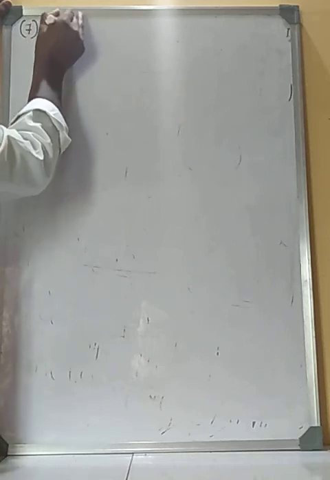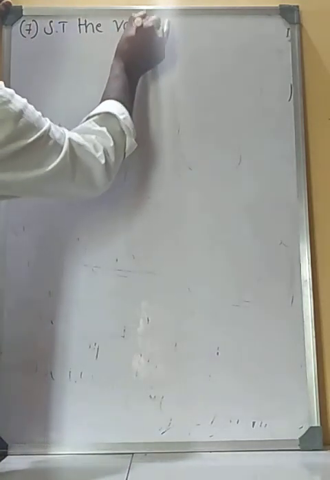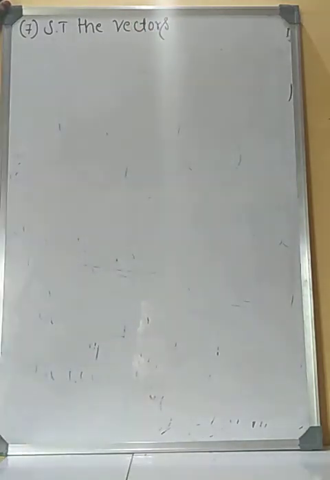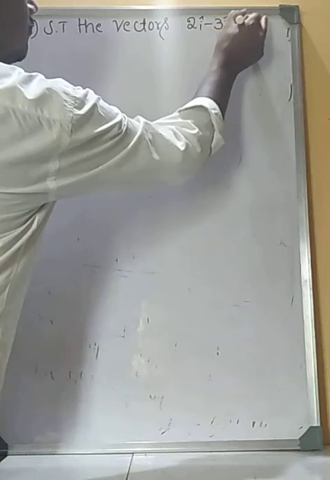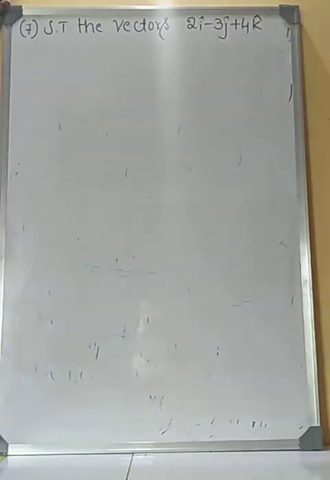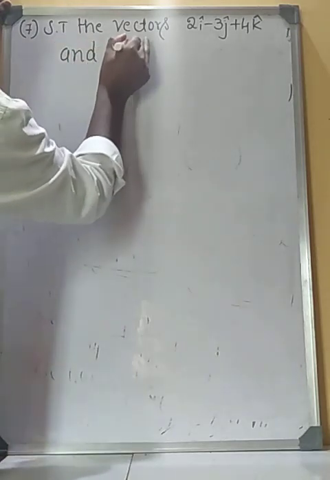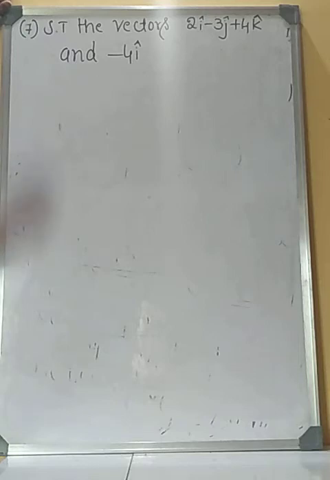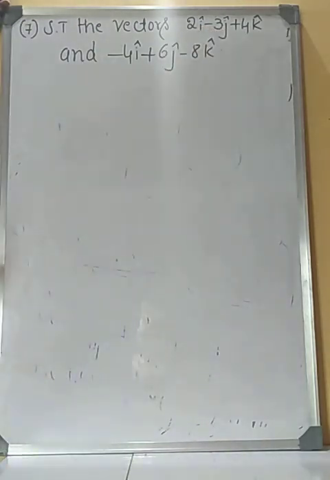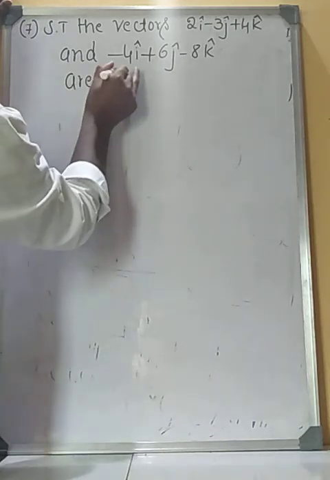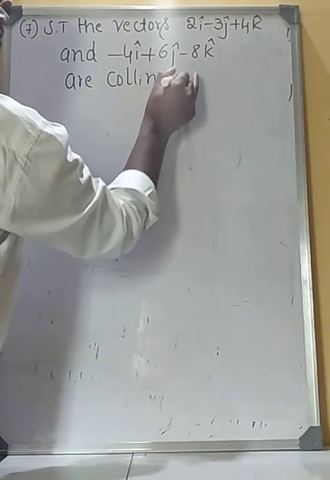Right, next example. Show that the vectors 2i minus 3j plus 4k and minus 4i plus 6j minus 8k are collinear.